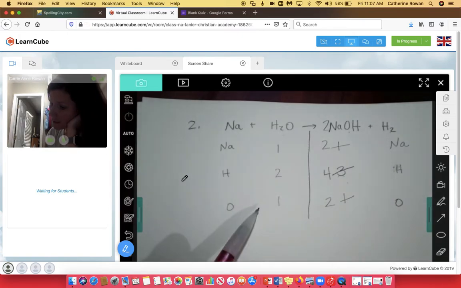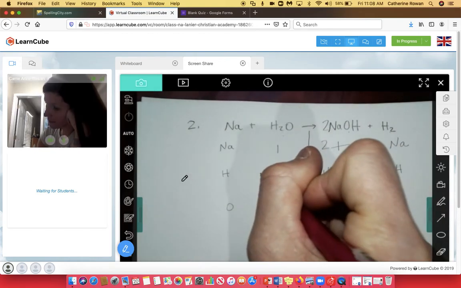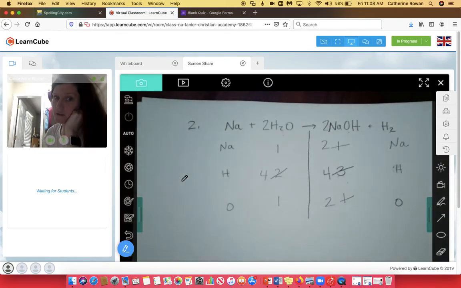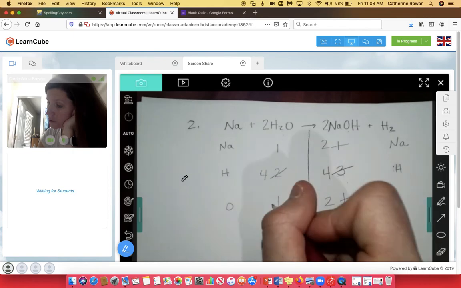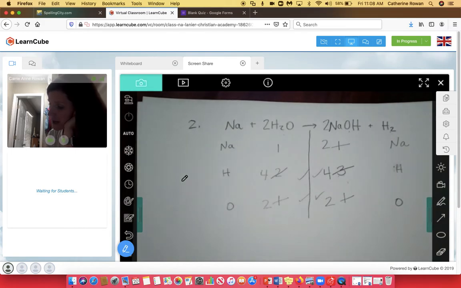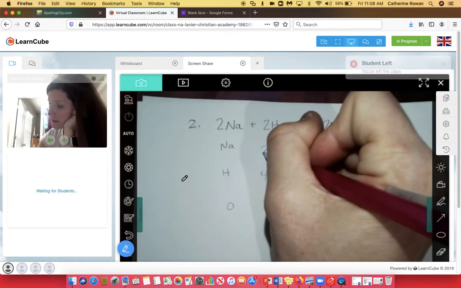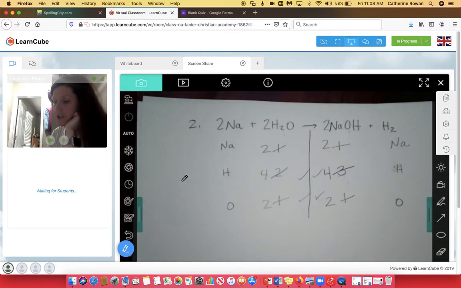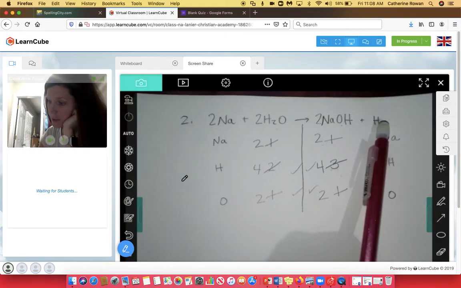All right, going over here then, let's fix our hydrogens because that's what I was trying to do in the beginning. I'm going to make it 4, so I have to put a 2 out front. So now I have 4, but I also have 2 oxygens here. So these 2 are balanced. See how they're balanced on each side? But now these 2 aren't, so I need to make this a 2. Now remember, you cannot ever, ever, ever change the subscripts. You can only ever change the coefficients, okay? All right, so that was number 2. That's the answer. 2 sodium plus 2 water yields 2 sodium hydroxide plus hydrogen gas.